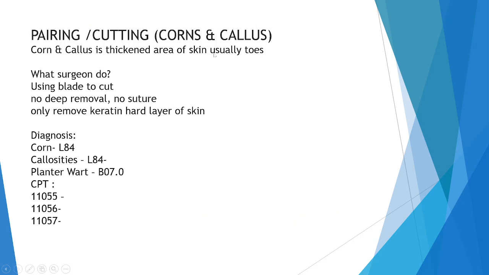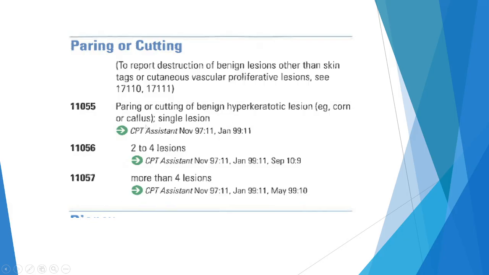Now paring and cutting. Paring and cutting is done for corn and callus. A corn and callus is a thickened area of skin, usually on the toes. What will the surgeon do? The surgeon will use the blade to cut, not deep removal, no suture, only removing the hard keratin layer of the skin. Corn and callosity is a basic diagnosis, plantar warts B07, and the CPT codes are 11055 and 11056. So this is paring or cutting of benign lesions.